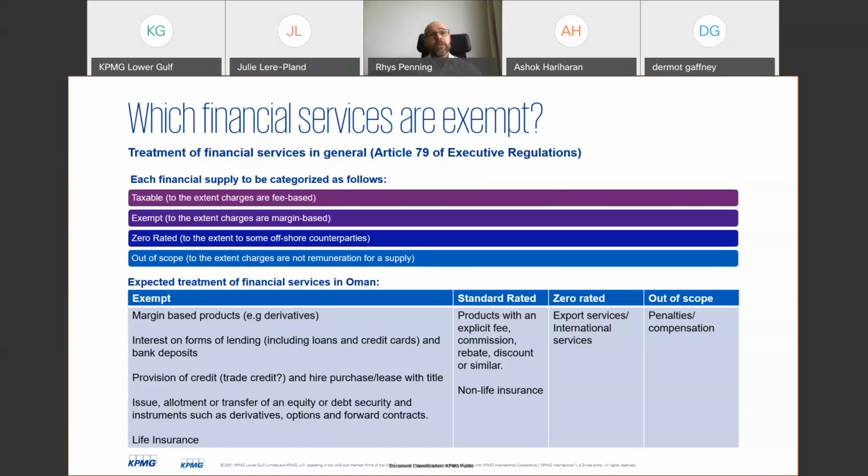Life insurance is exempt, but importantly, not non-life insurance. So anything other than life insurance will be standard rated. General insurance, house and contents and so forth, standard rated.